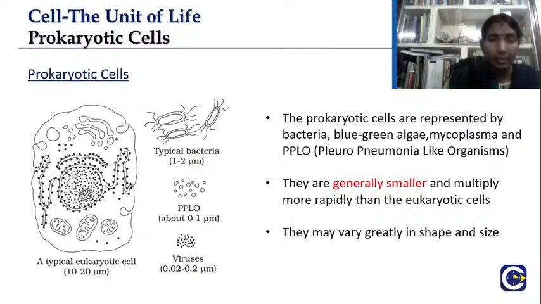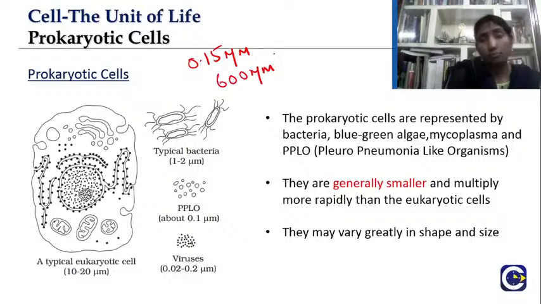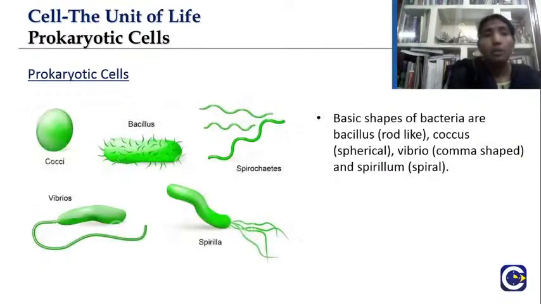They multiply very rapidly compared to the eukaryotic cells. They vary greatly in size, shape, all that. You can see some of the small forms can be from 0.15 micrometer. Some can be as large as even 600 micrometer. Okay, the size. So when you look into the various shapes in prokaryotic cells, we can see here they are of coccus, the bacillus rod-like, spirochetes, Vibrio which is comma shape, and the spirilla which is spiral shape.